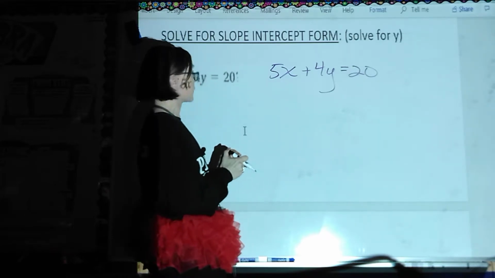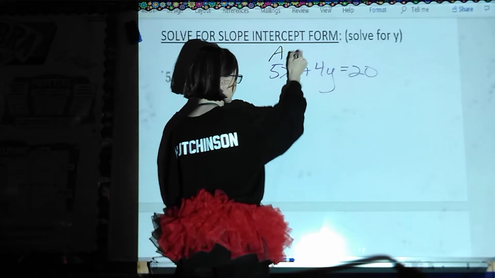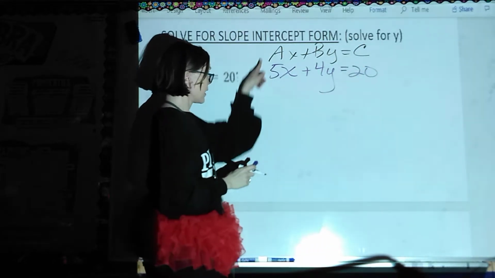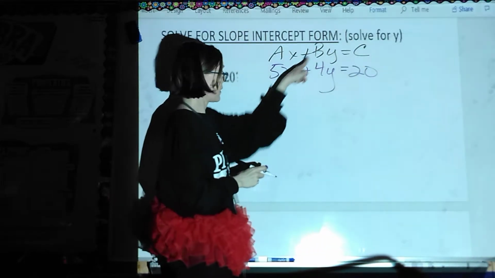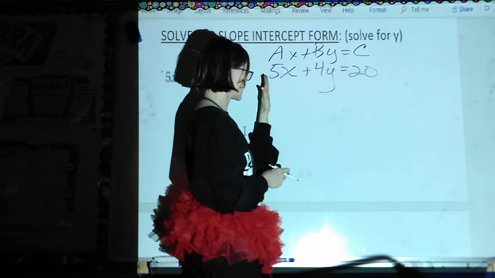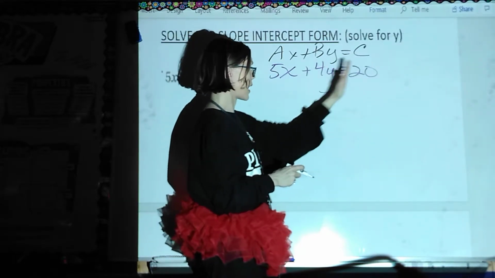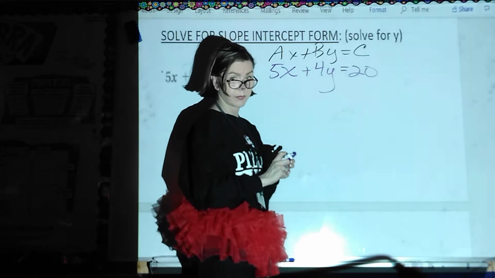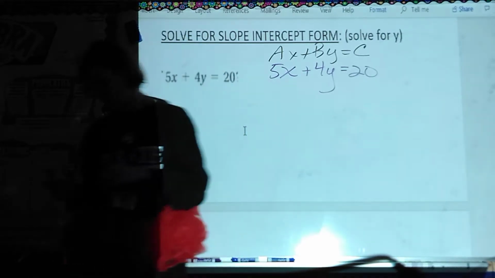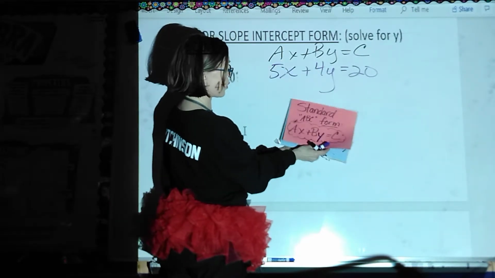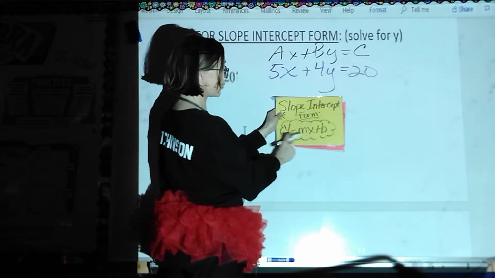So right now, folks, this is in standard form. This is ax plus by equals c. How do I know that? The a is my 5, the b is the 4, and the c is the 20. This is in ax plus by equals c form, standard form. And we're going to take it from our standard form and solve for y.